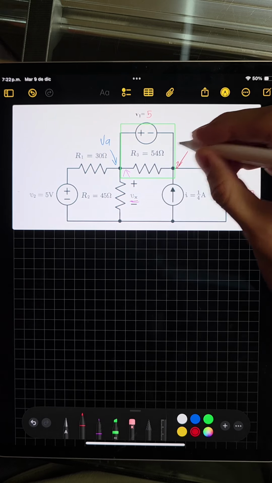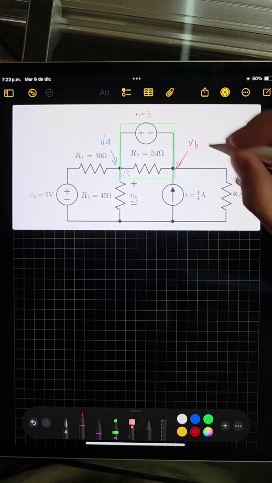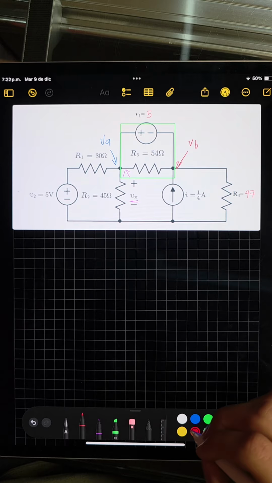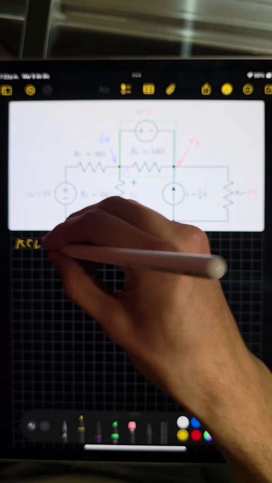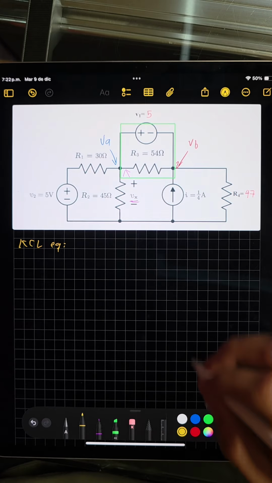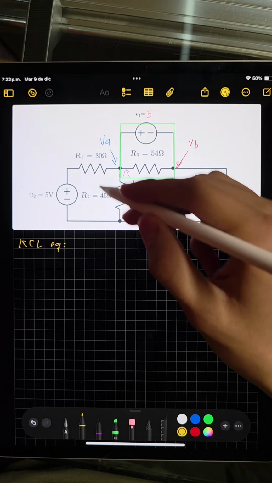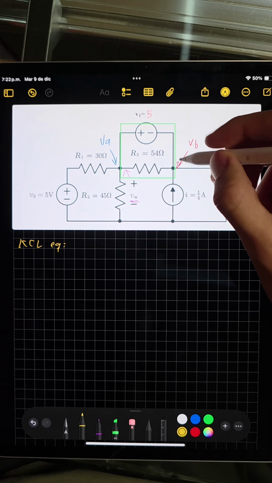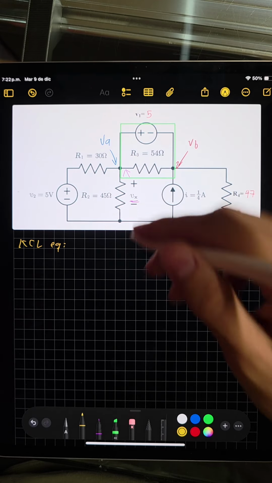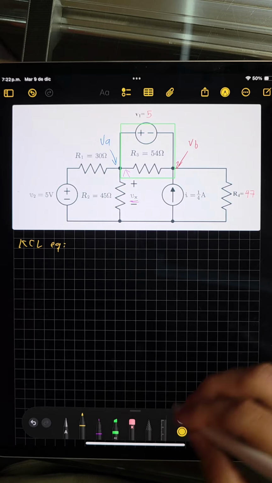So we're going to label these two nodes as voltage A and voltage B, and we're going to start developing the Kirchhoff's current law equation. That is simply the sum of the elements passing or acting on every node equal to 0, and then we start to derive the rest of the equations.